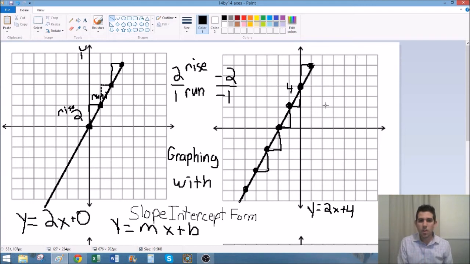Boom. What do we notice about these two graphs? Well, they have the exact same slope, 2. The only thing different is that this second graph actually crossed the y-axis at 4. It's a little bit higher than the first graph. That's it. We're just starting at our intercept and moving by our run.